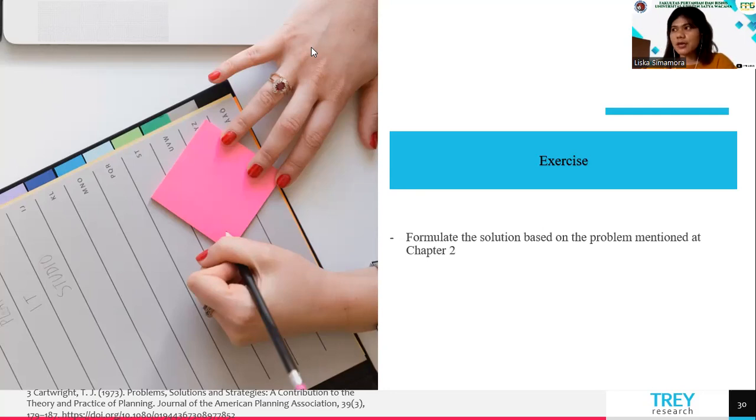Maybe we'll have some solutions, and then the further step is to formulate the solution. In order to formulate the solution, you have to identify which solution is more feasible. How to make sure that your solution is feasible? You just follow the questions I mentioned in the previous slide.